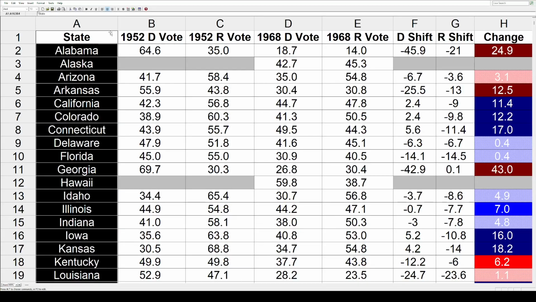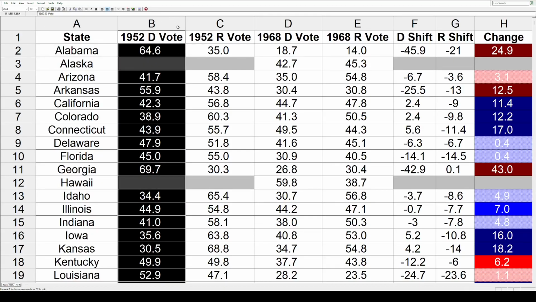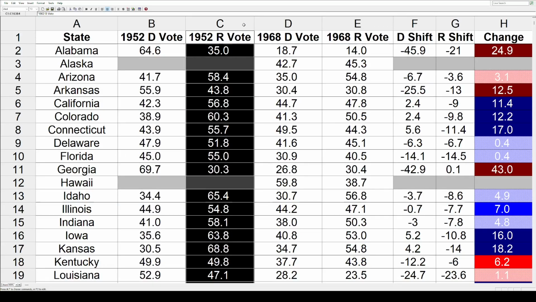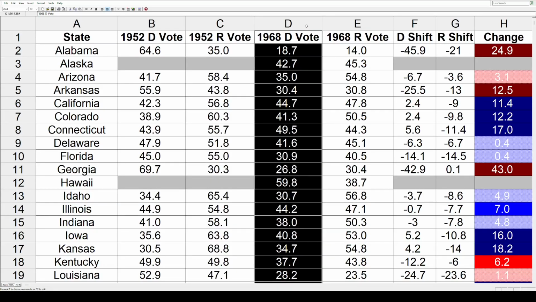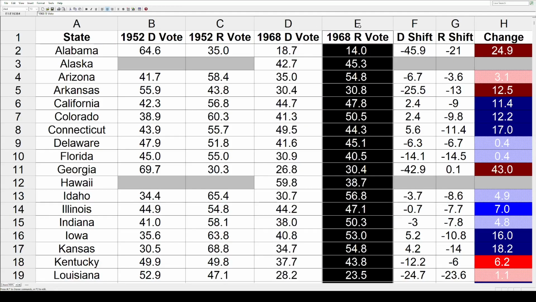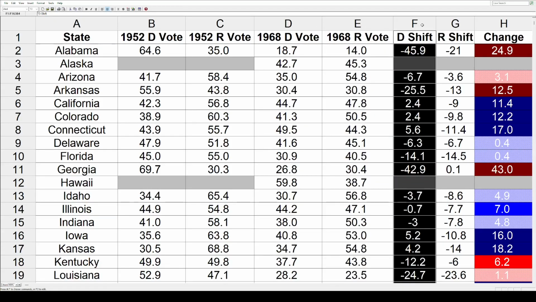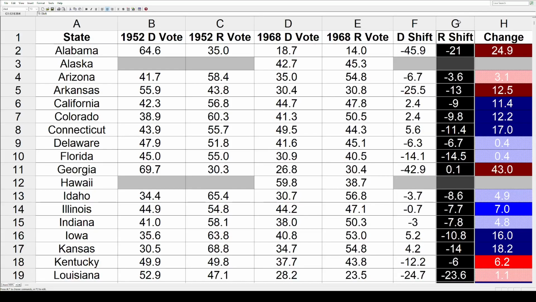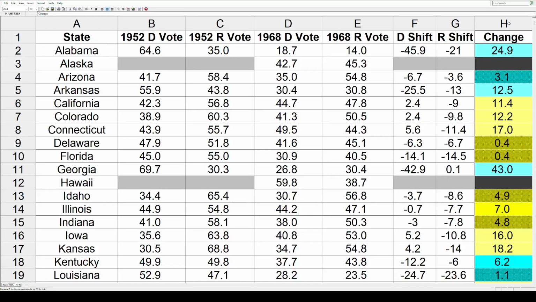The first column are the states. The second column, that's the 52 Adlai Stevenson vote. Then we've got the 52 Eisenhower vote. Then we jump ahead 16 years. We've got the 68 Hubert Humphrey vote. Then the 68 Richard Nixon vote. Then the Democratic shifts between those two elections, followed by the Republican shifts. The last column is the net change between the two parties between the two elections.